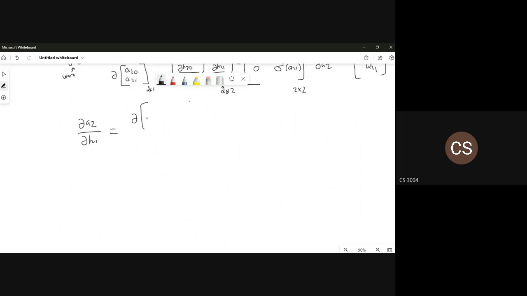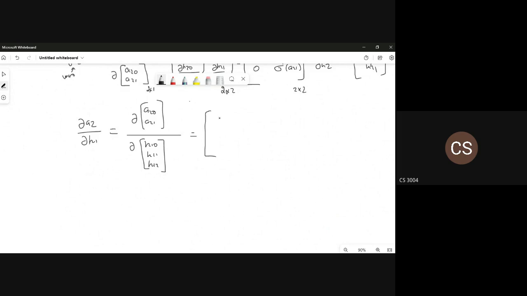So we have 2 elements, a2 0 and a2 1, whereas for h1 I have 3 elements. Again h1 0, h1 1 and h1 2. I'm dropping the index for the layer. Oh no, sorry, not for the layer. So now if I follow the denominator layout, can you tell me how do I write? Just tell me the elements row wise.